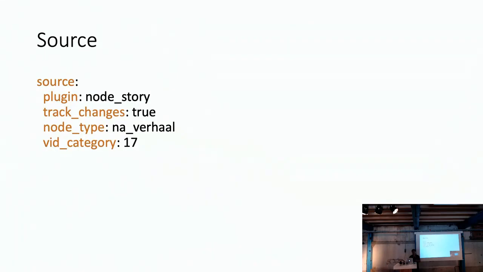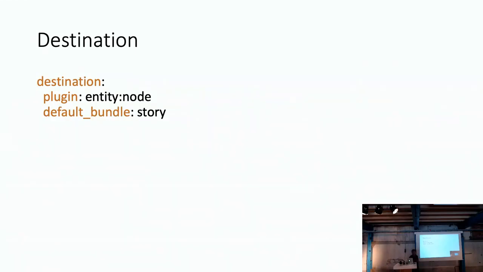The first important part is the source plugin. With the source plugin, you can define where the data is from. In this instance, this is a custom plugin called Node Story with configurable items like track changes, node type, and vid category. The destination definition is also a plugin, and this is a Drupal core destination plugin called Entity, and the specific entity for this destination is the node. And you can also configure the destination with the default bundle, in this case the story.